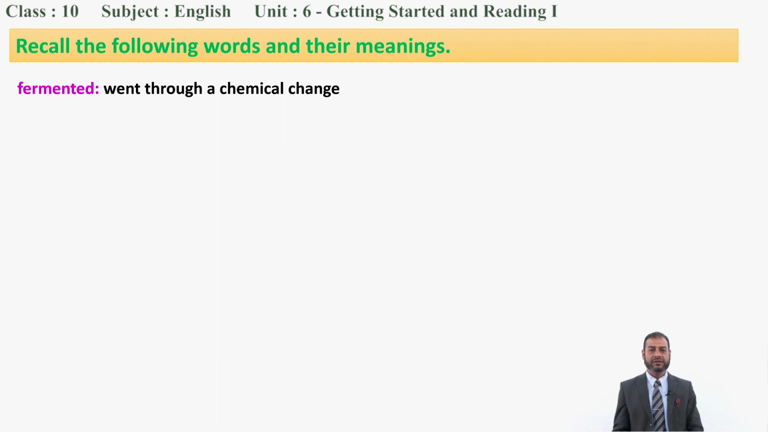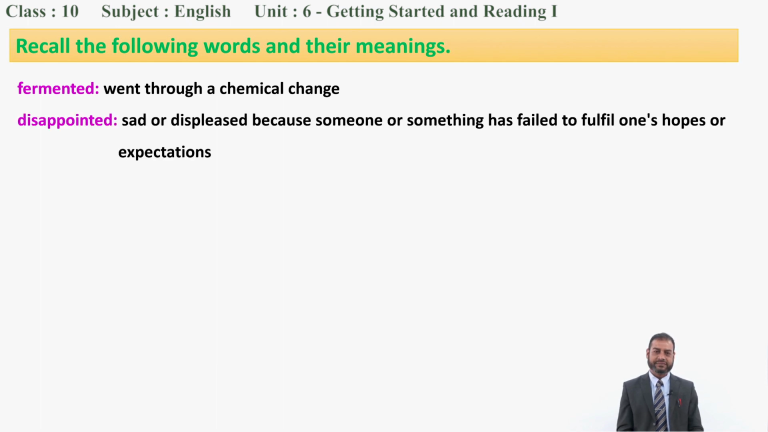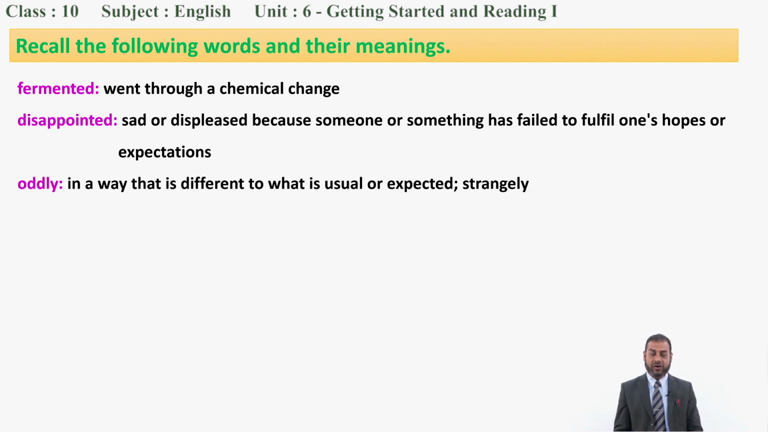Now, we have the word fermented, okay? And what's the meaning of this word? You have already written it down in your notebook too. Yes, you are right. Went through a chemical change. Next word. Yes, it is disappointed. And what does it mean? Alright, it means sad or displeased because someone or something has failed to fulfill one's hopes or expectations. So, have you noted it down in your notebook? Yes, good job. Now, another word we have is oddly. So, it means in a way that is different to what is usual or expected, or strangely, okay, not usual.